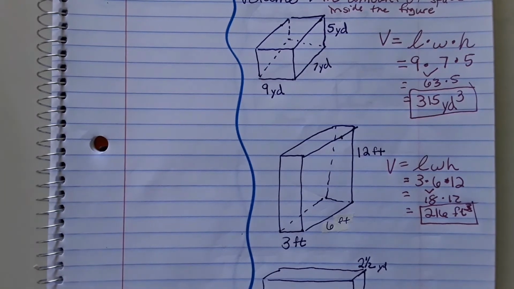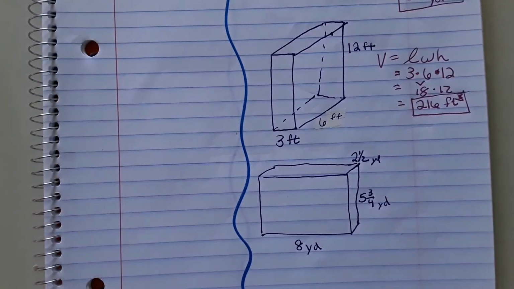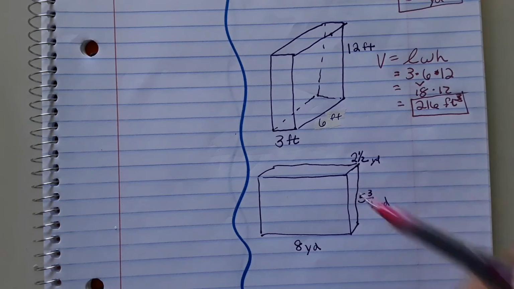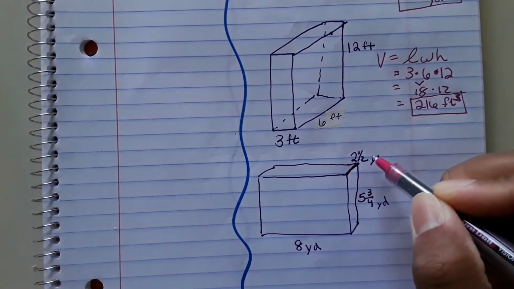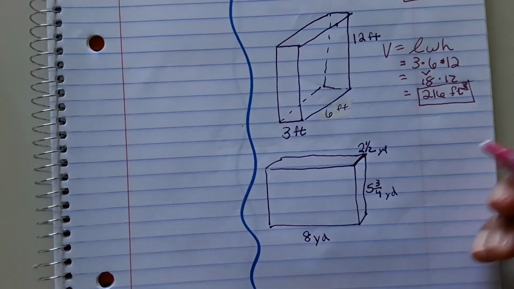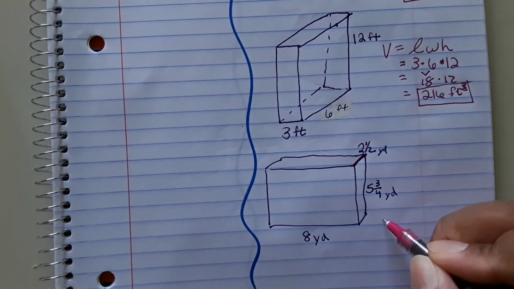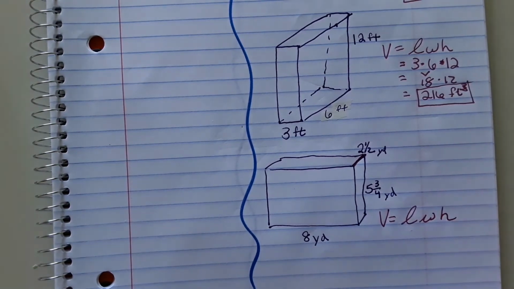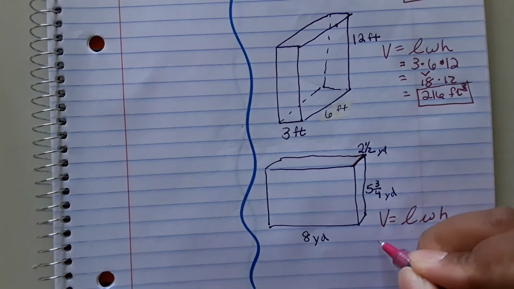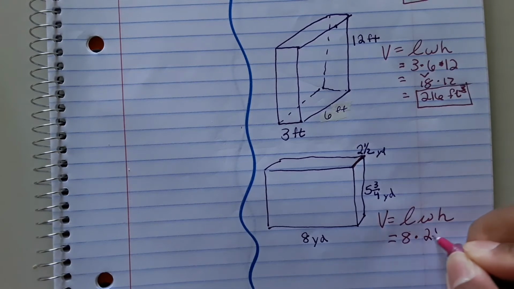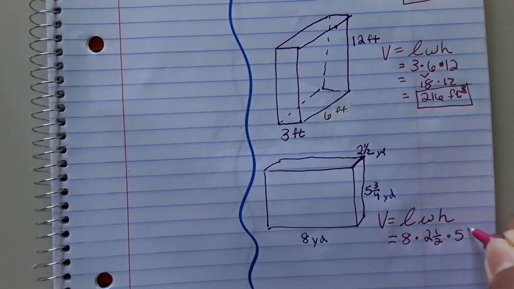We have the following rectangular prism. It is 8 yards long, 5 3/4. Oh no, 2.5. Here it is. 2.5 yards wide and 5 3/4 yards high. So again, it's just the same thing. It would be volume is equal to length times width times height. So again, we just plug in our numbers. We have 8 times 2.5 times 5 3/4.